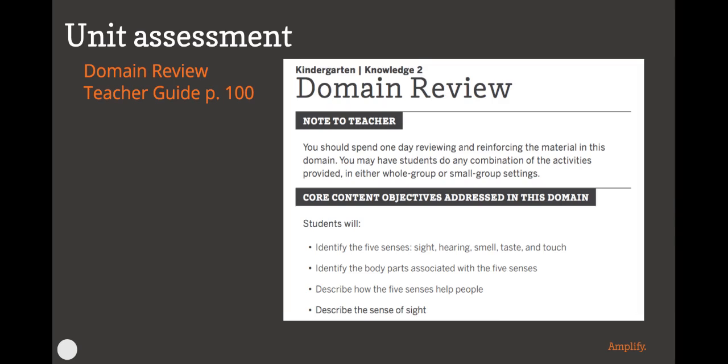And finally, after Lesson 8, there's a domain review day to help ready students for the assessment with instructions starting on page 100 of your teacher guide. This review includes a variety of activities related to the vocabulary and content of the unit.